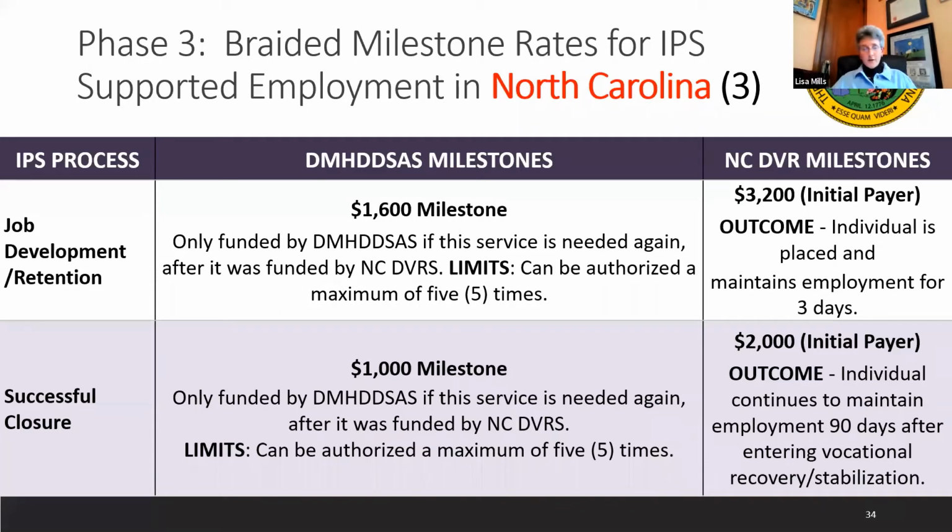That is obviously based on their learning and data around IPS and what has worked well and been effective in North Carolina. You can see next, successful closure, that again, North Carolina VR is the primary payer. They will pay the closure payment when a person completes 90 days after they enter the point of stabilization. But if someone needs job development done again, behavioral health will fund the milestone at a lower level for successful closure. And the limit is the same as job development. So there is a possibility of up to 5 times, obviously that's the extreme, but they would have this available to them. Next slide.